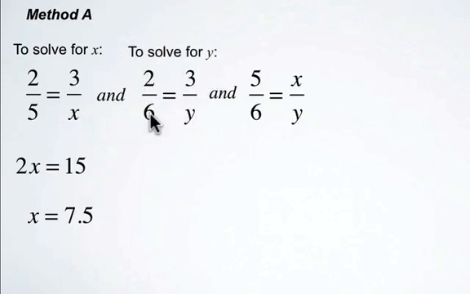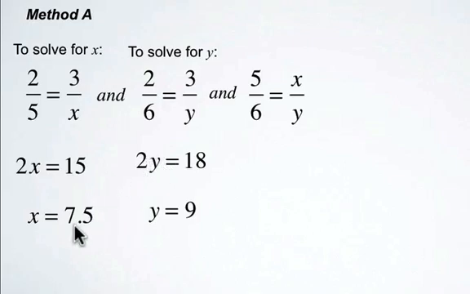Next one we're going to take a look at is to solve for y, and we'll use that same procedure of cross-multiplying. So we'll do 2 times y and 6 times the 3. 2 times y is 2y, 6 times 3 is 18. Again, we need to divide by this number in front of y to isolate it. So we'll divide by 2, giving you y equals 9.